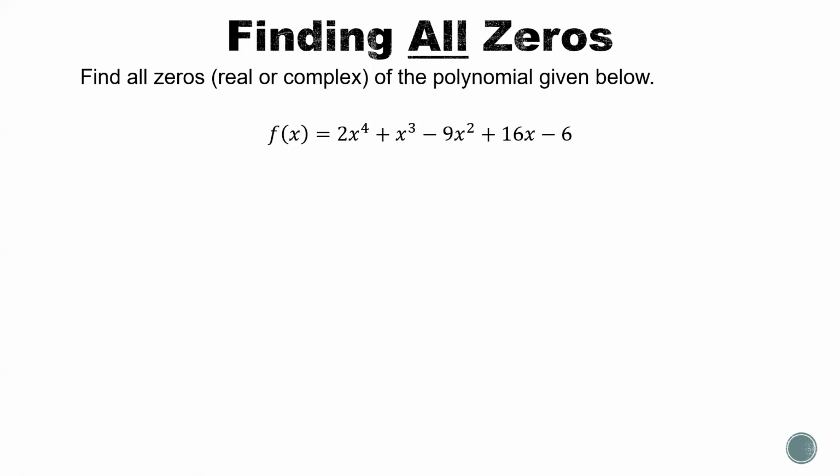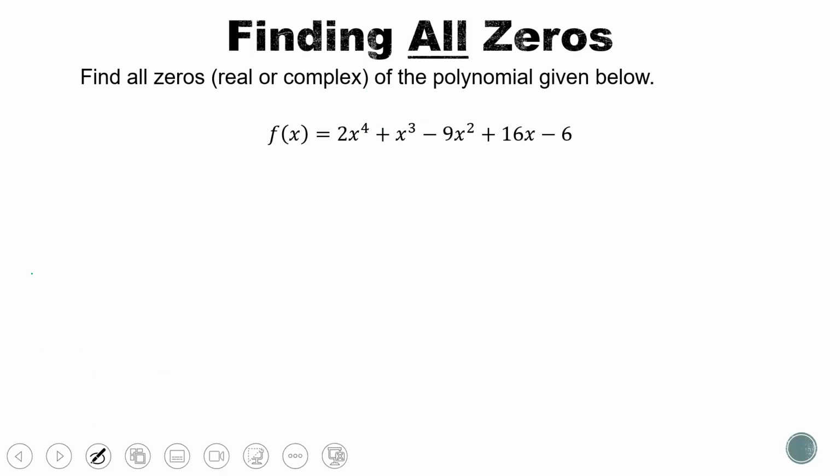So we're given the function f of x equals 2x to the fourth plus x cubed minus 9x squared plus 16x minus 6. And again, we're going to find all zeros, whether or not they're real or complex, of this polynomial. Now, to get us started, since the degree of this function is 4, since the highest power we see in this expanded form is 4, none of the techniques we know for solving this directly will work.